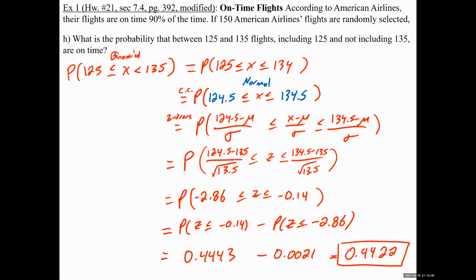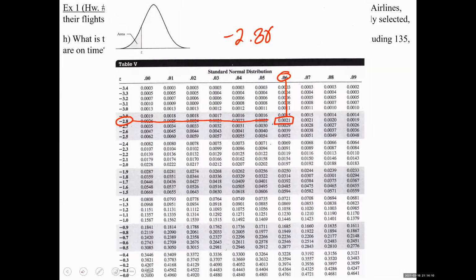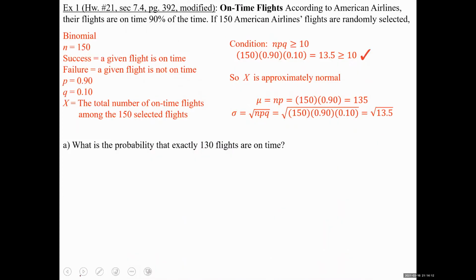Okay, and then we can go now to part A. Part A said, what's the probability exactly 130 flights are on time? So everything else we did, when you do normal distribution problems, there's really 3 kinds of problems: less thans, greater thans, and betweens, right? So that's what we did. We saw a couple of examples of each of those. But now this one's a little different. This is just exactly one number, exactly 130 flights are on time.